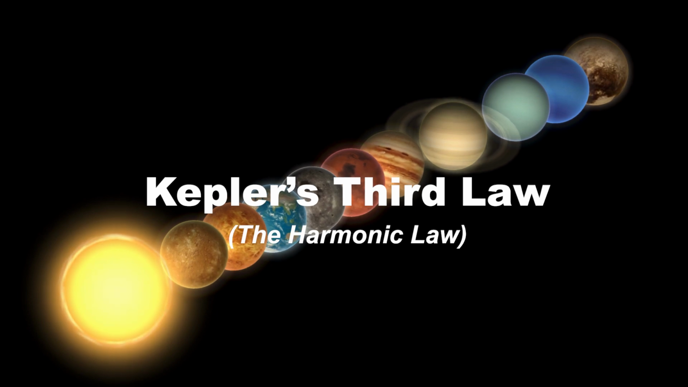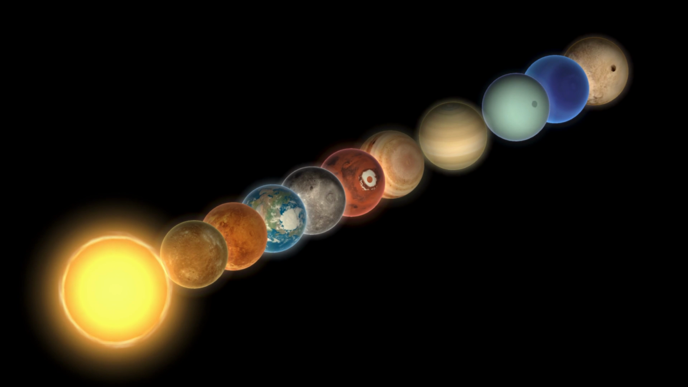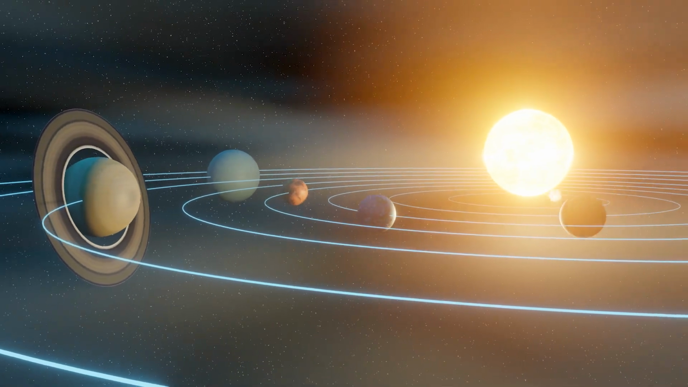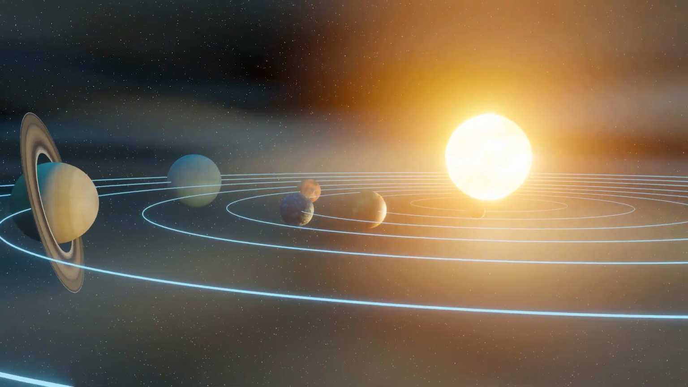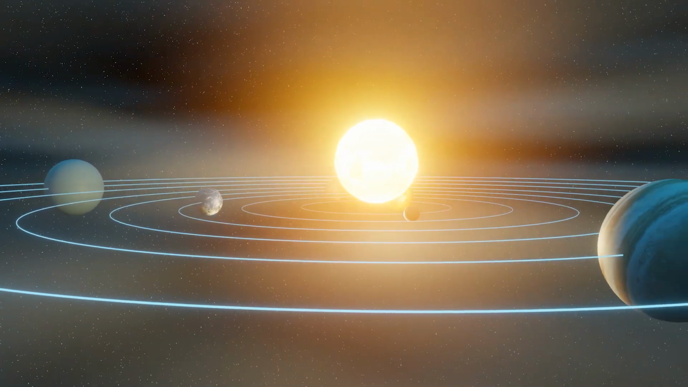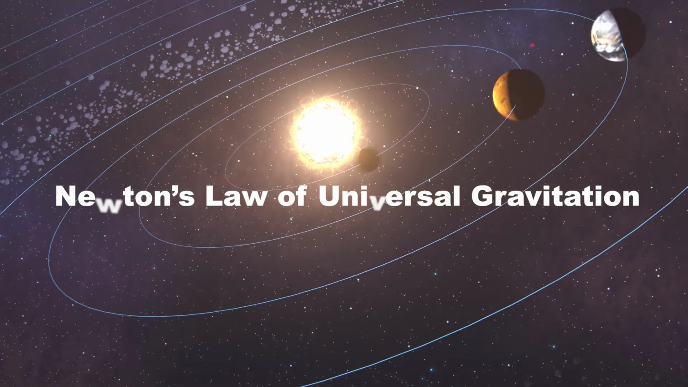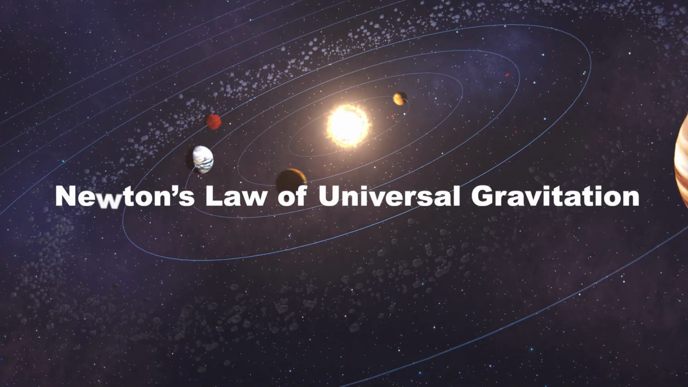Kepler's third law, the harmonic law. The square of the orbital period of a planet is directly proportional to the cube of the semi-major axis of its orbit. This law provides a relationship between the time a planet takes to orbit the Sun and its average distance from the Sun.